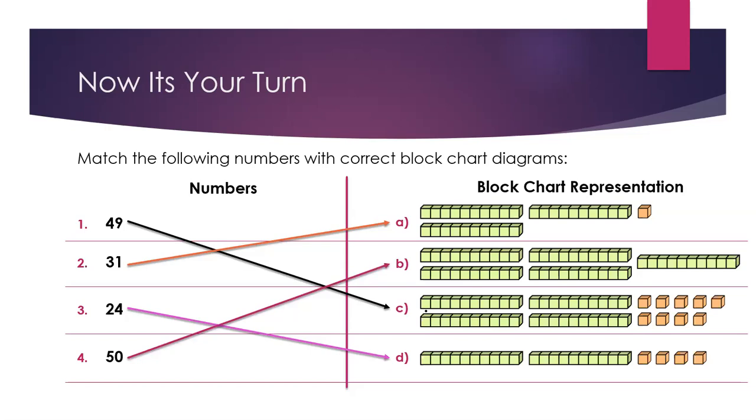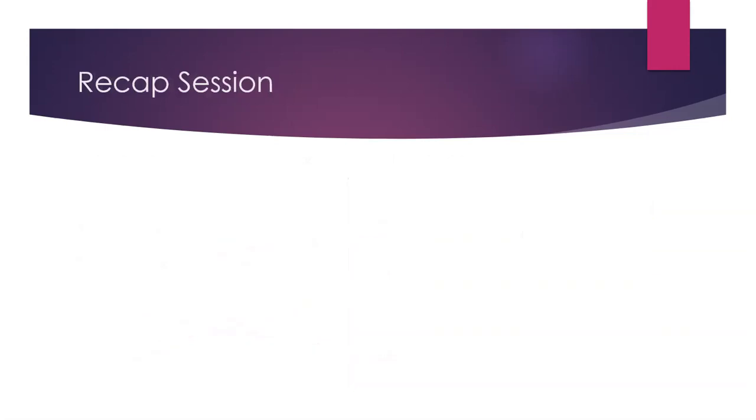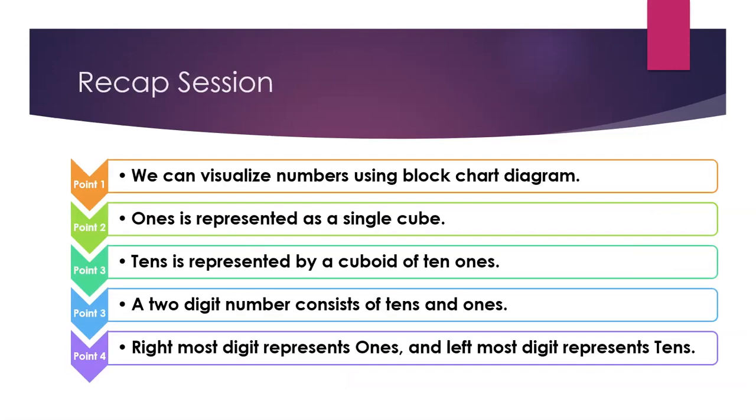So here was today's lesson. Now let us recap what we have learned. We have seen that we can visualize numbers using block chart diagrams. Whenever a number is represented through a block chart diagram, we can easily count the number of tens and ones in that number. Second point, ones are always represented as a single block, and tens are represented by a cuboid of 10 ones.